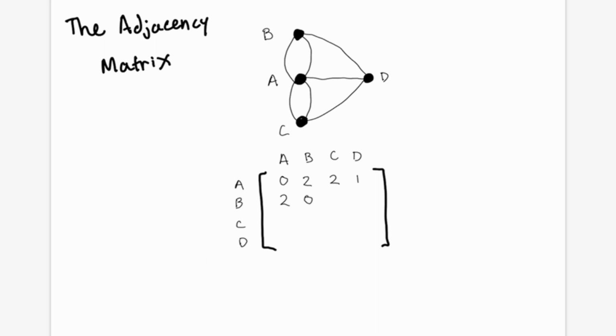There are no edges connecting B to C, so we put a 0 in the second row and third column. There is an edge connecting B to D, so we put a 1 in the last column of the second row. The third row corresponds to node C.